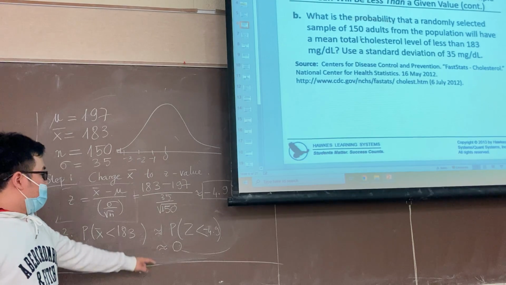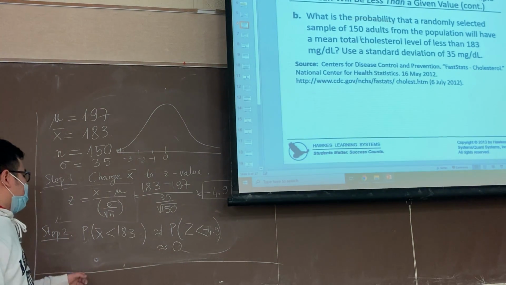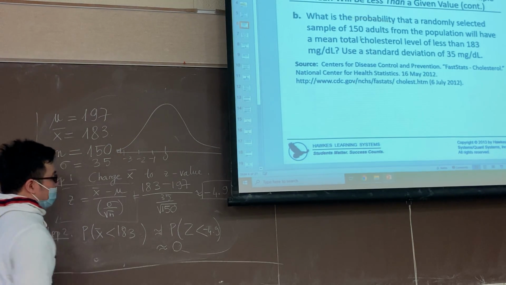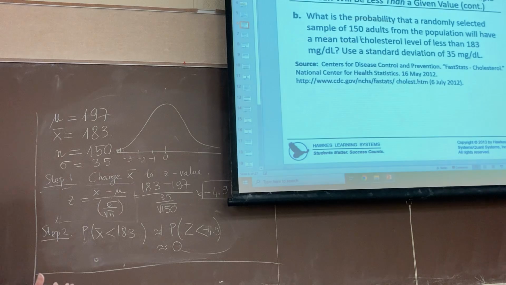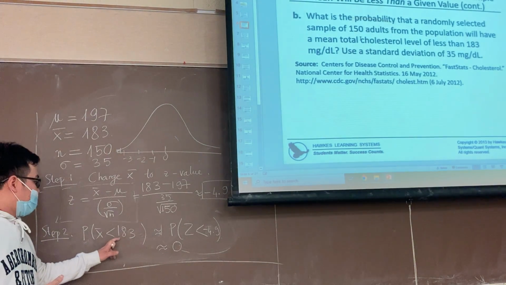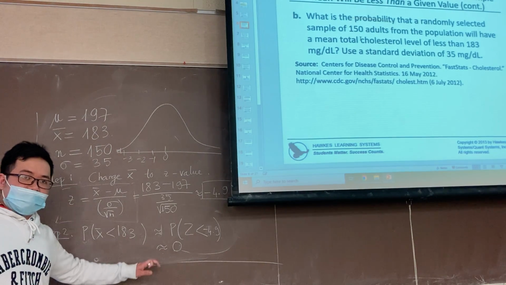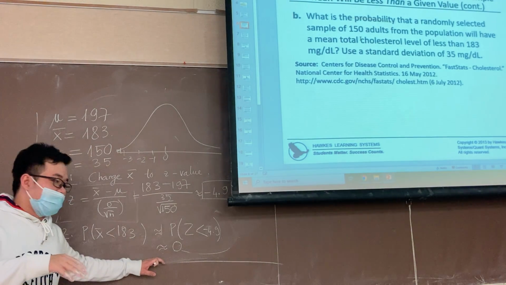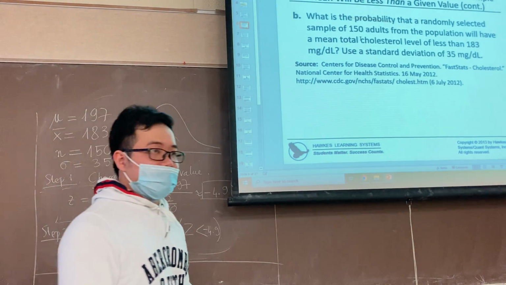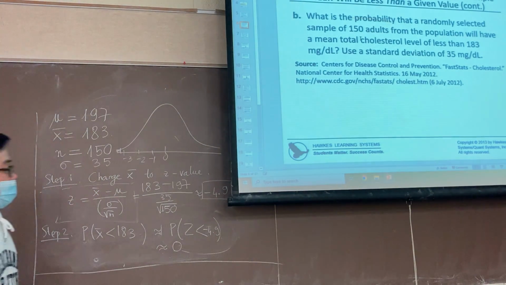So that means when we calculate the probability it is 0. That means that we cannot choose a sample like this. You cannot choose a sample having the mean less than 183, because the probability here is very close to 0. Okay. Clear, right? That's the meaning of this.